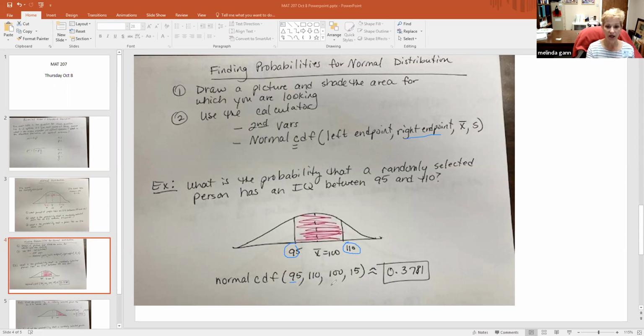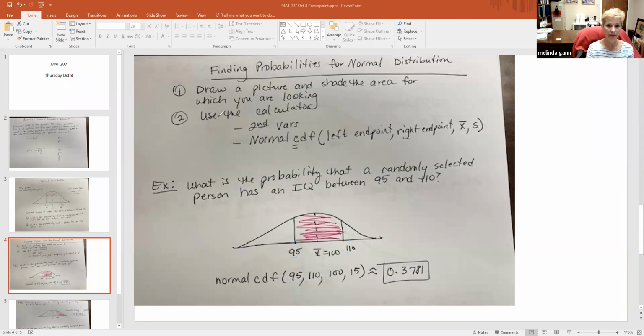My mean is 100 and my standard deviation is 15. And when I close the parenthesis and I round it to 4 places, I got 0.3781. Almost 38%. But I want it as a decimal, 3 or 4 places. Okay? So it could not be simpler. All right? Now, let me show you one, though, where you have to kind of fool the calculator.